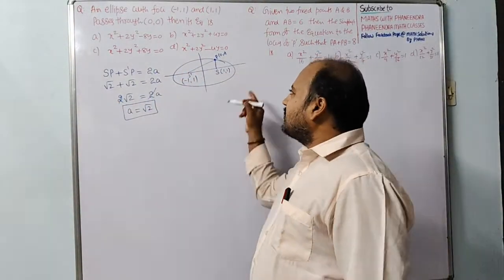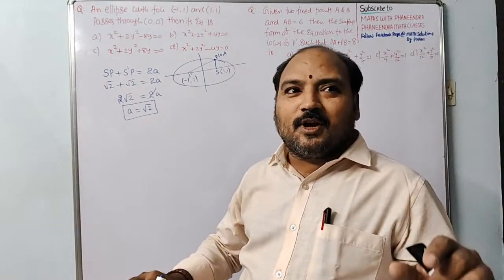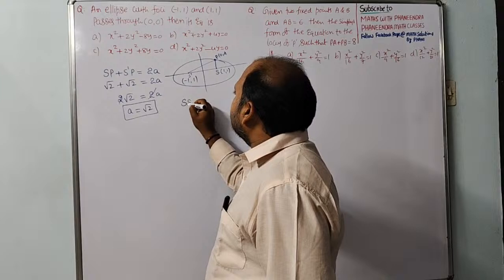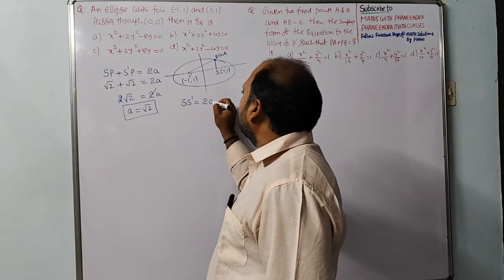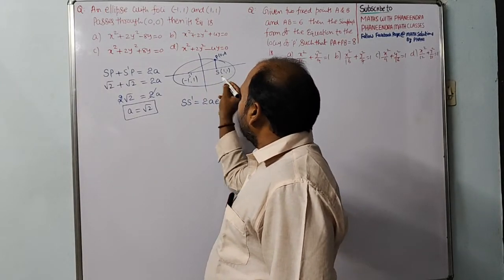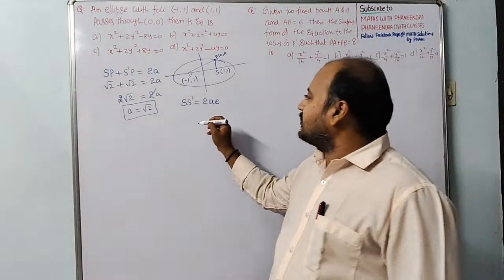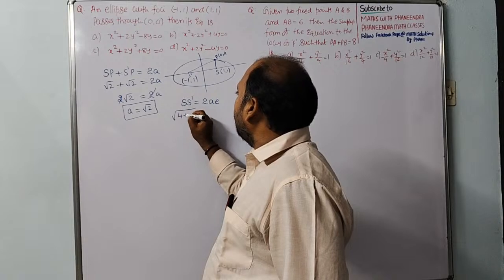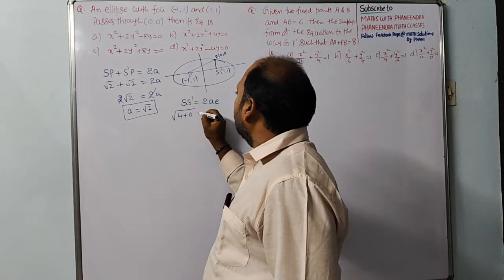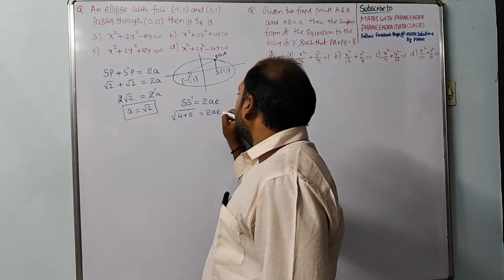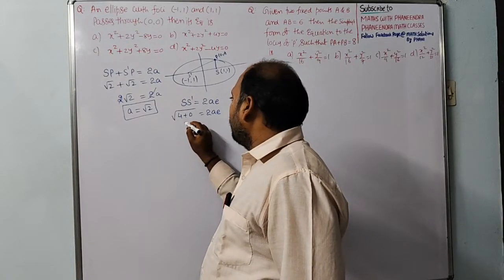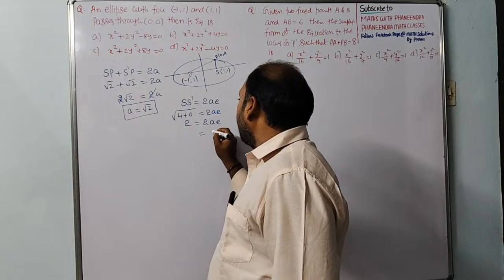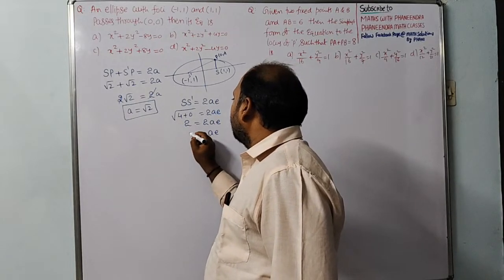And one more piece of information from the figure. If you draw the figure, you will get ideas to solve the problems. The distance between foci is 2ae. According to the values of S and S dash, it is root of (1 minus (-1)) whole square, that is 2 square which is 4, plus (1 minus 1) which is 0, equal to 2ae. So root 4 means 2. 2 equal to 2ae, so ae is equal to 1.